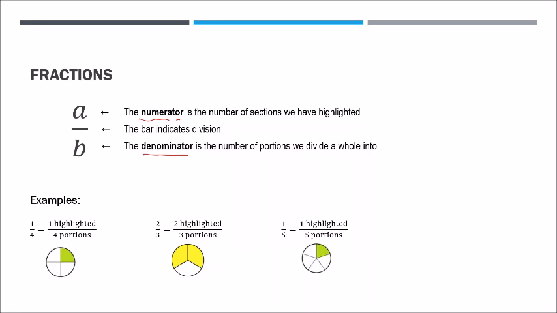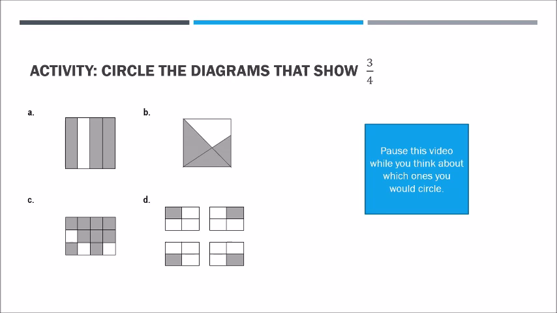So if at this point you're still copying it all down, you can pause this video here. I'm just going to move on now as well. What I'd like you to do, if you've finished copying down the last bit, is pause this video right now and think about which ones of these here you would circle. Which of these here show 3/4?